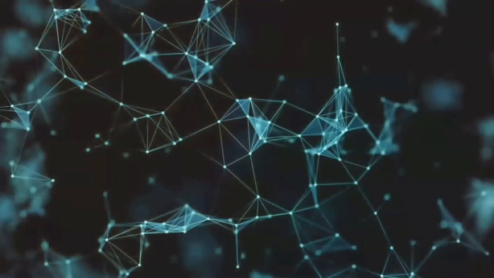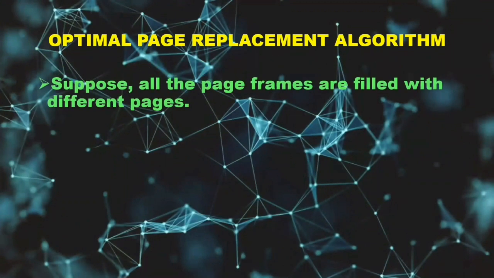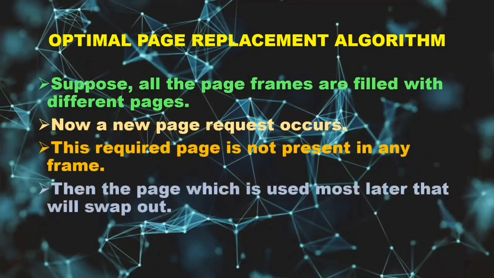So in the optimal page replacement algorithm, the story is similar to the previous two page replacement algorithms, but the fact is, in the FIFO page replacement algorithm, we have to swap out the page that came first inside the RAM. In the LRU page replacement algorithm, we have to swap out the page that is least recently used. But here in the optimal page replacement algorithm, the page which is used most later will be swapped out.